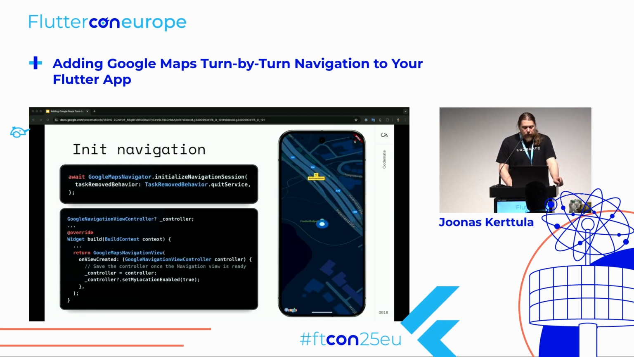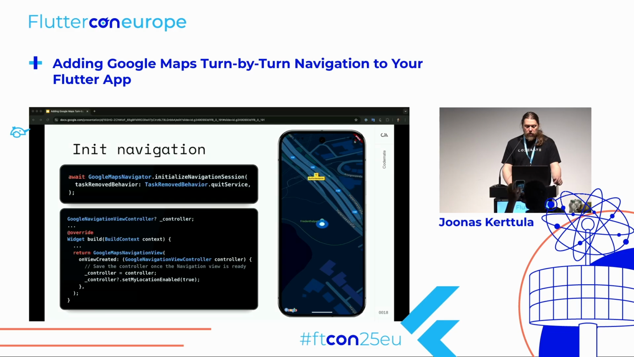And to initialize navigation, you just call the initialize navigation session method. What happens at that time if you already have a Google Maps navigation view in your widget hierarchy is that it automatically binds that to this navigation. In these snippets, the first one shows how to initialize the navigation. There's one option over there which tells what to do when the application goes to background.